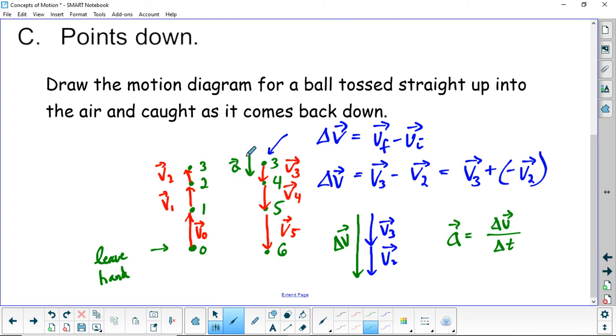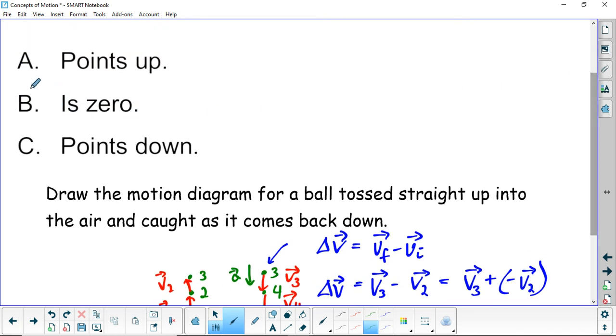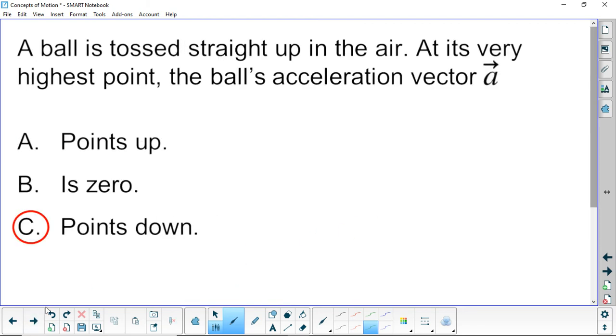If the acceleration was 0, it would just stop there and stay there forever, because the velocity would be 0 and the acceleration, that change in velocity, would also be 0, and it'd stay forever. If it doesn't do that, it comes down, so the acceleration has to be downward. And that's our correct answer. It points down. Okay, that's C.